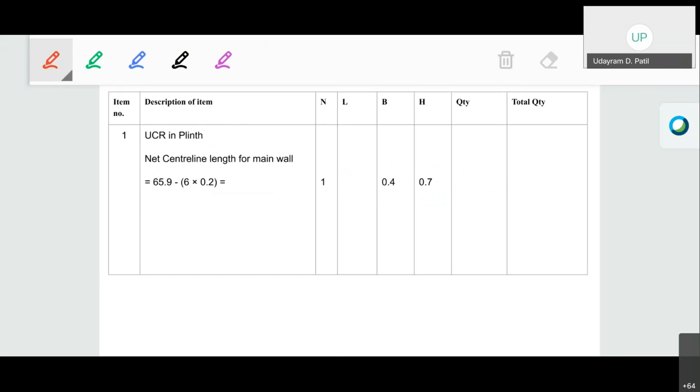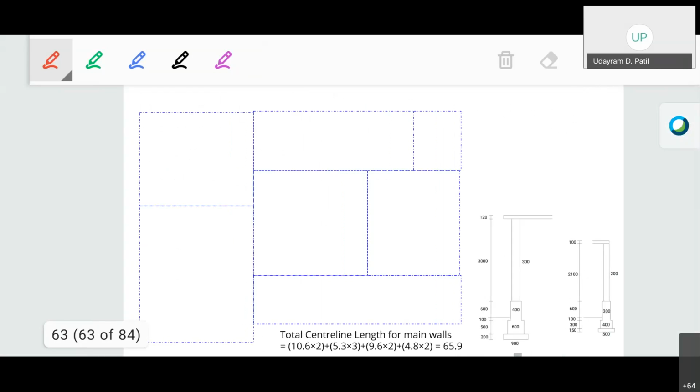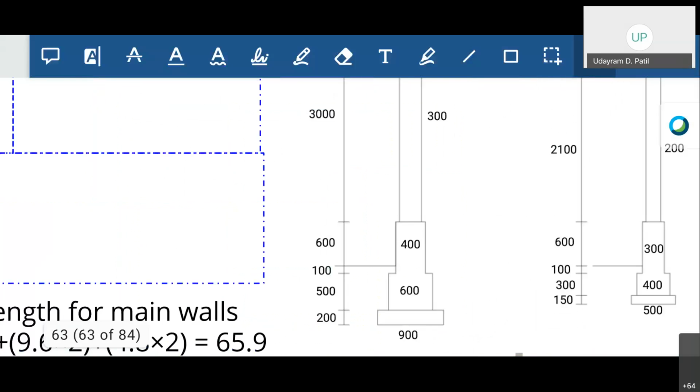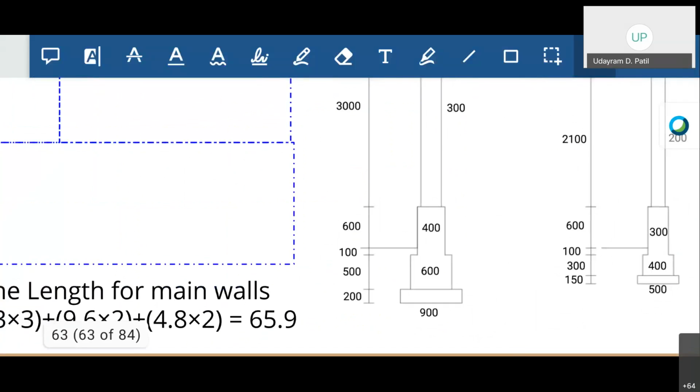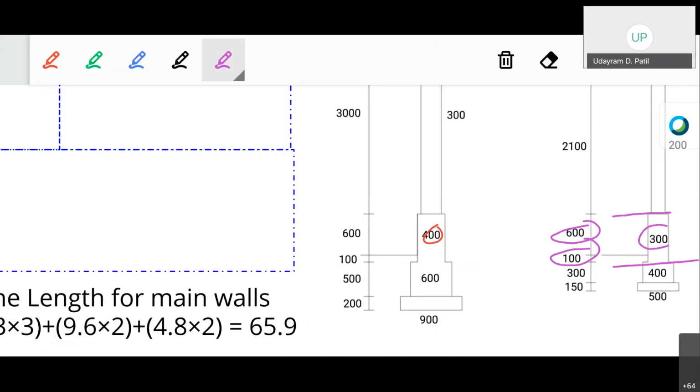Then put the quantity. For the UCR masonry in plinth, the height is 600 plus 100, that is 0.7, and the width is 400. For the secondary wall, the height is again 600 plus 100, that is 700 mm or 0.7 meter, and the width is 300 mm or 0.3 meter.